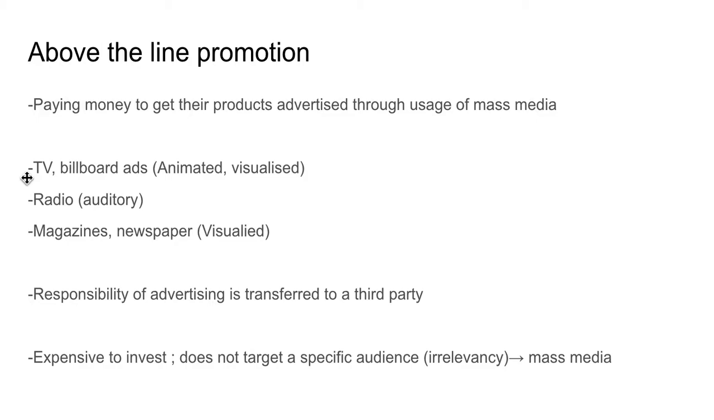These are categorized into three different categories. TV and billboards are animated and visual. Radio is auditory, meaning you can only hear the advertisements and not see them. Magazines and newspapers are only visual because you cannot hear them; you have to take them in by eye. Hence, it is categorized into three different sections.